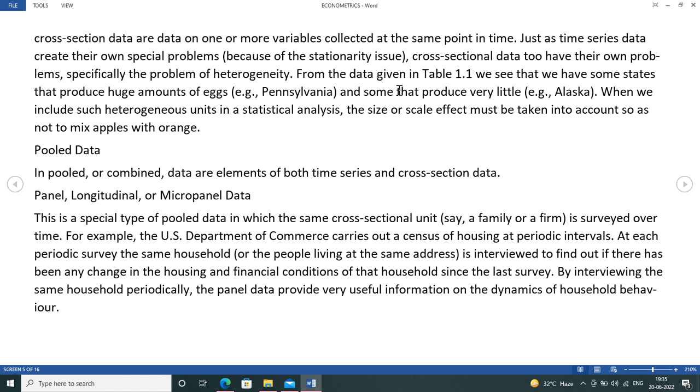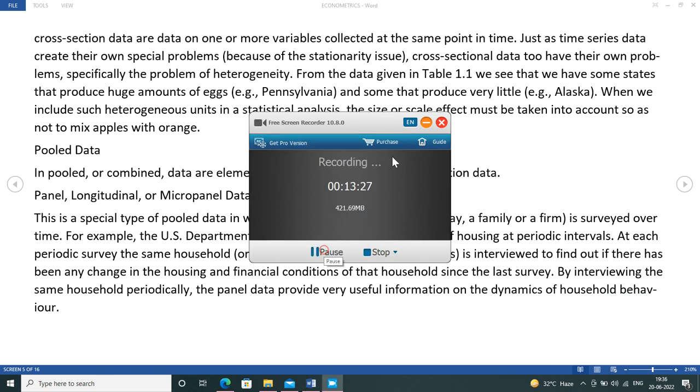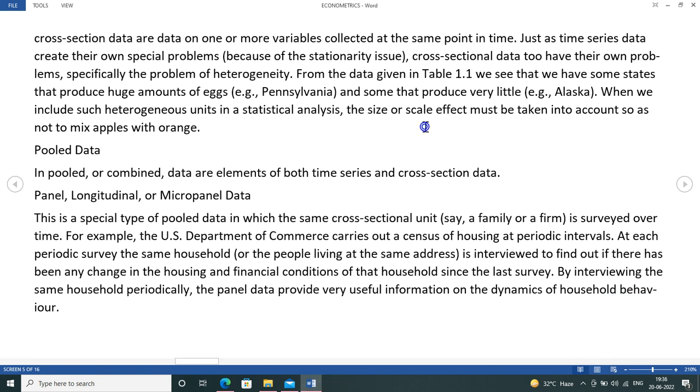Pooled data is another type of data. In the next category we'll have pooled data. Pooled data is a combination of time series and cross-sectional data, where you consider different variables across different time periods. So you may consider consumption, income, and tastes and preferences across different time periods like 1992 to 2022.